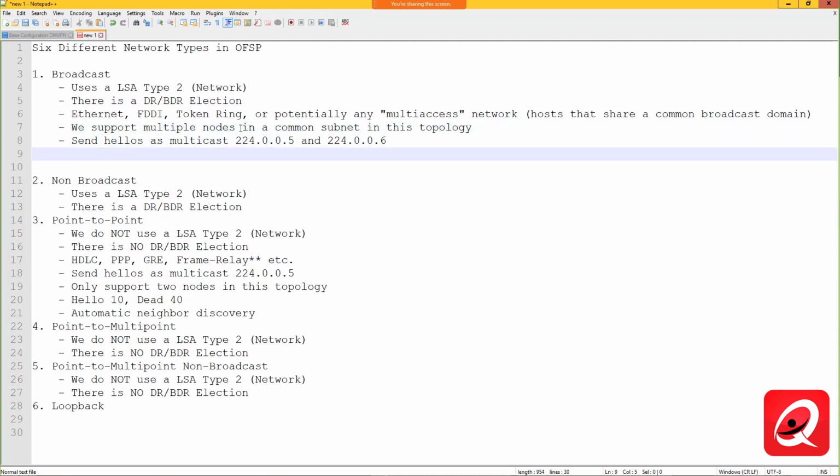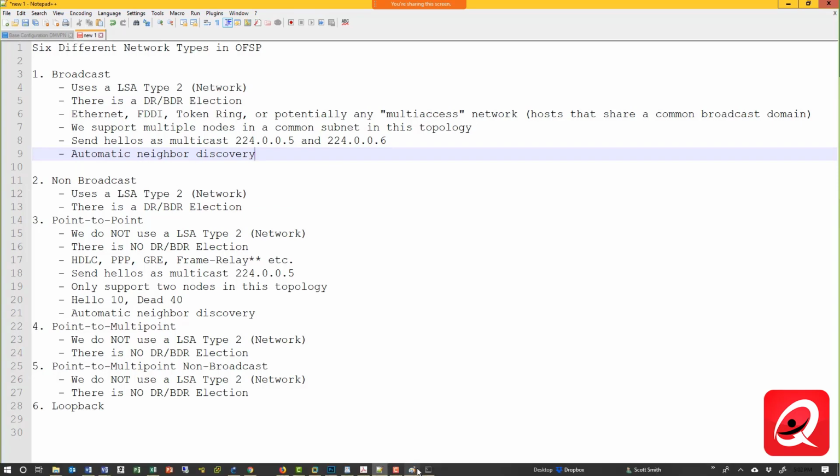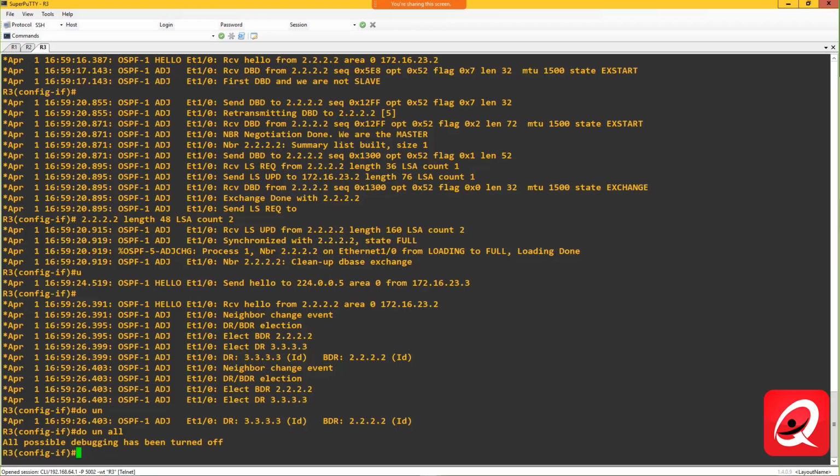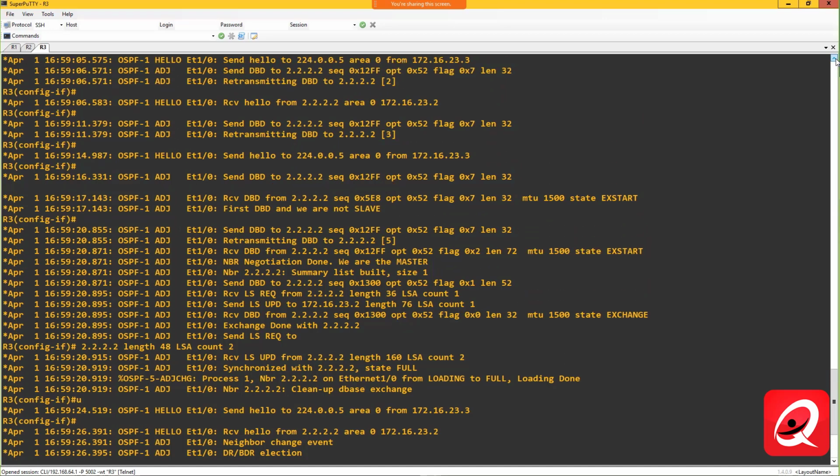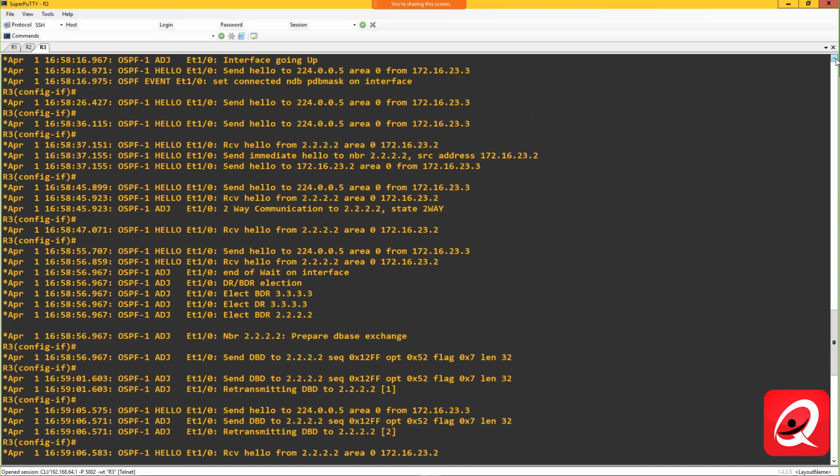All right. We also see that there is automatic neighbor discovery in this case. And if we go back to our router, well, before I do that, let's take a look at these debugs. So I went ahead and I enabled OSPF on the interface.